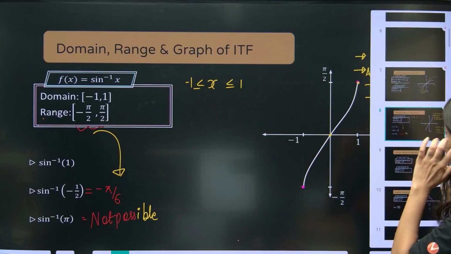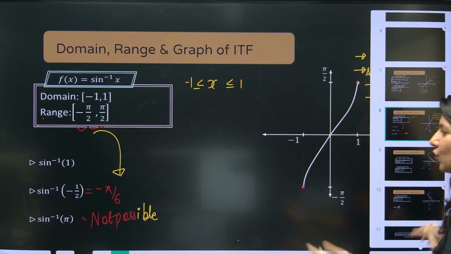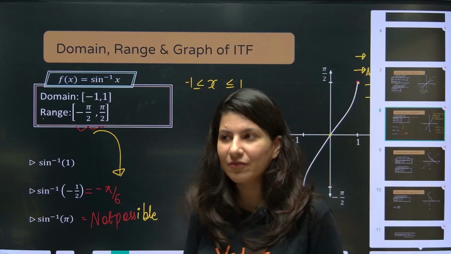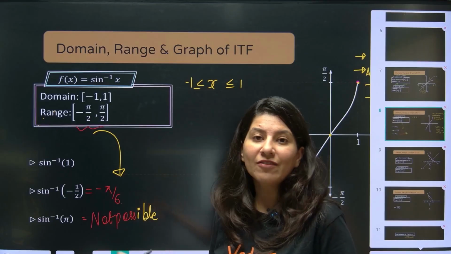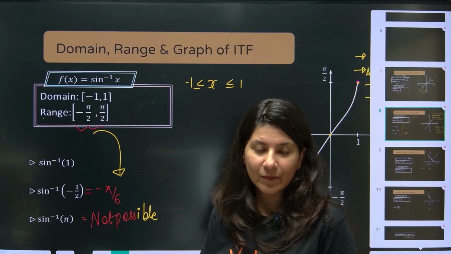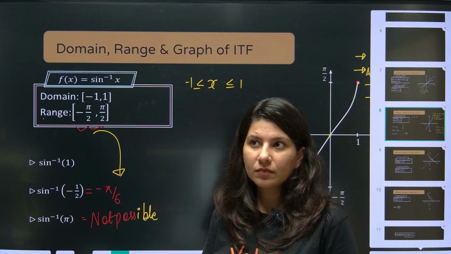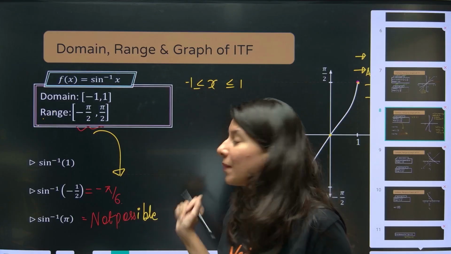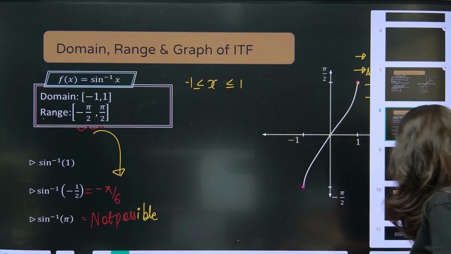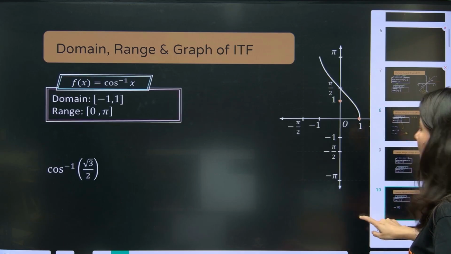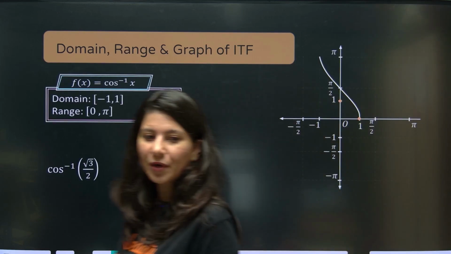Because otherwise this function will be many one, now. If you give minus pi by 6, 5 pi by 6, by the way, 5 pi by 6 is not even considerable because sine 5 pi by 6 is plus half. Okay? Right? So your answer will be 7 pi by 6, but that will not be answer. Why? Because then your function will become many one. So that's the whole point.